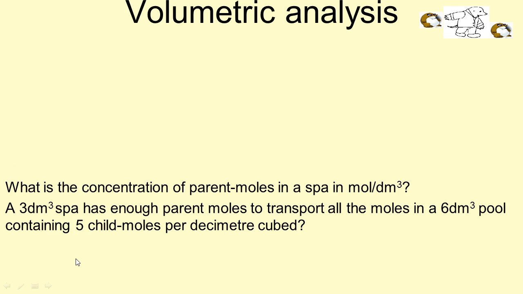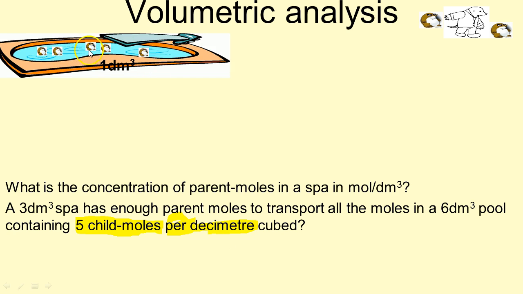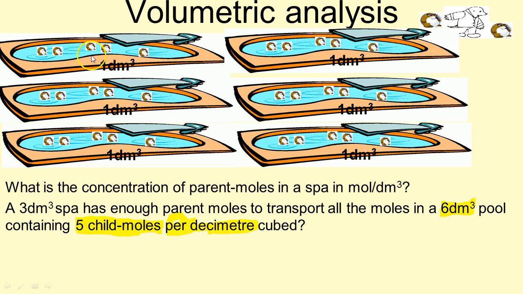Let's look at this visually. Reading through the question, it says there are 5 moles per decimeter cubed. Here we have our little 5 moles per decimeter cubed. It also states in the question it's a 6 decimeter cubed pool, so this means it will be 6 times the volume.